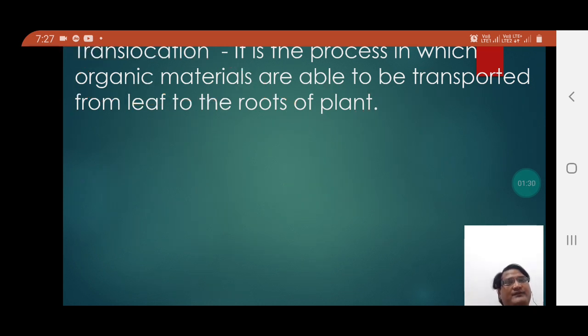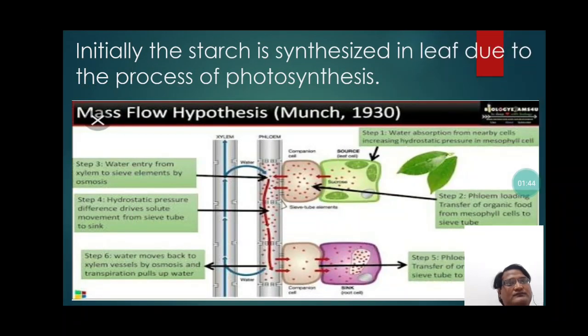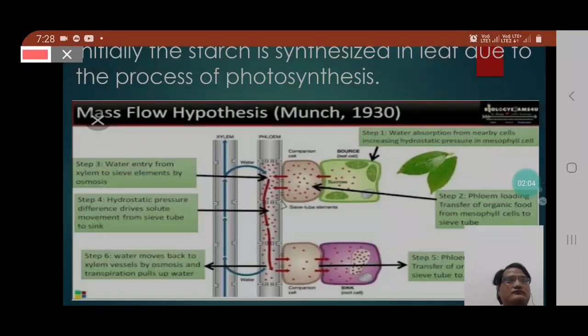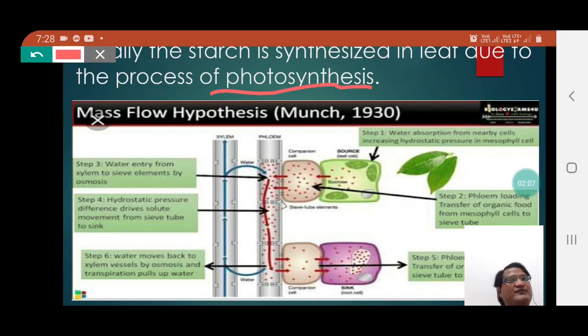So students, it's very clear that the starch is transported from leaf to the roots of the plant, and this process is called translocation. Initially, the starch is synthesized in the leaf due to the process of photosynthesis. Students, we know very well that it is the process of photosynthesis which is responsible for the generation of starch in the leaf.